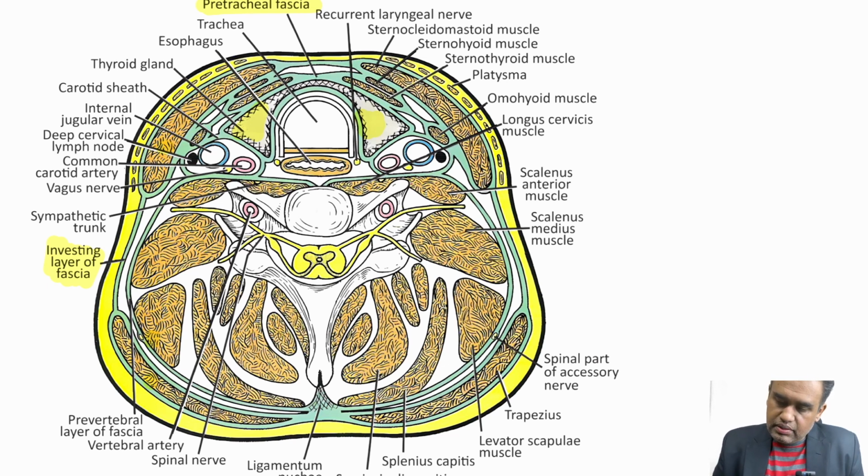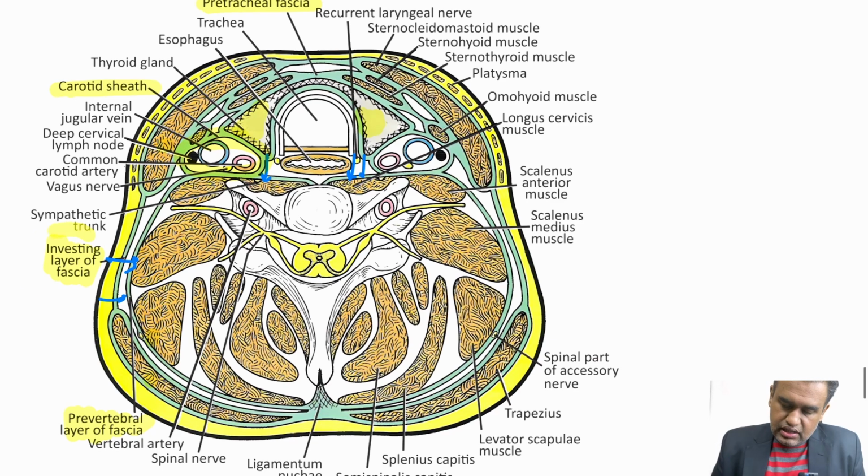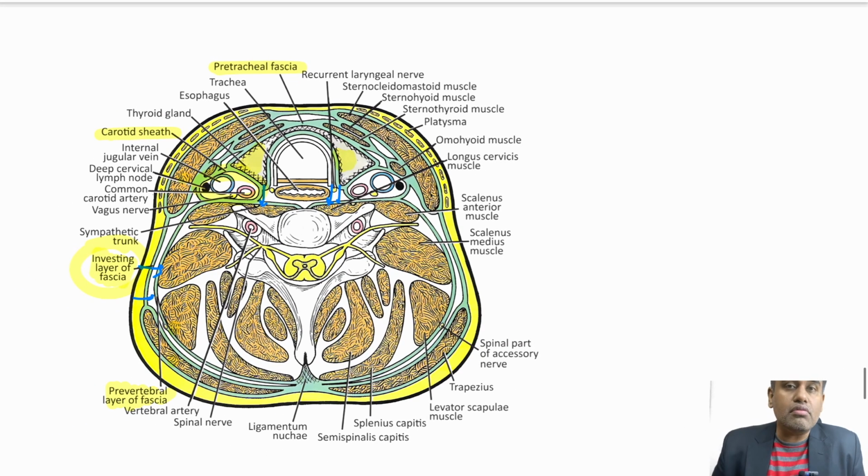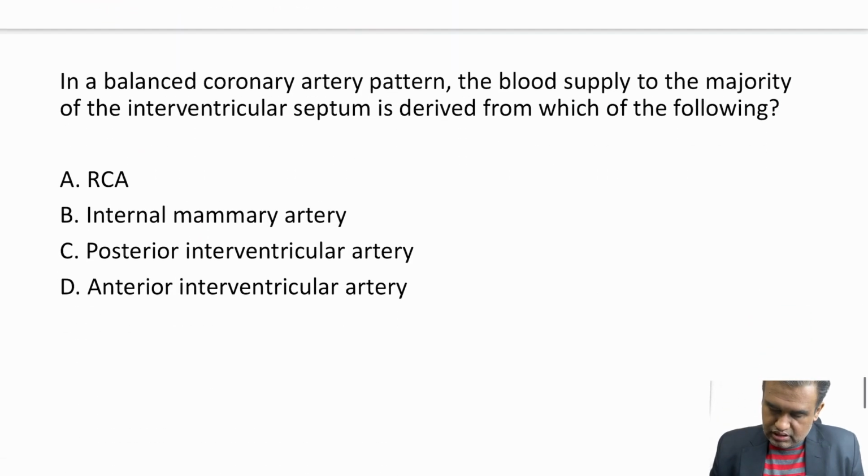Behind you have the prevertebral fascia. Where is the prevertebral fascia? Let me put an arrow over here, better than searching. This is the prevertebral fascia. This all is prevertebral fascia. Here you have this. In front, you have this carotid sheath also over here, encircling the carotid vessels. So, the investing layer of fascia, it actually is encircling the entire neck. So, you have to cut it. Without cutting, you can't enter.